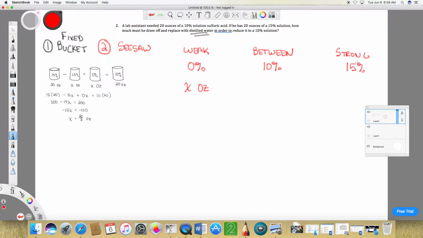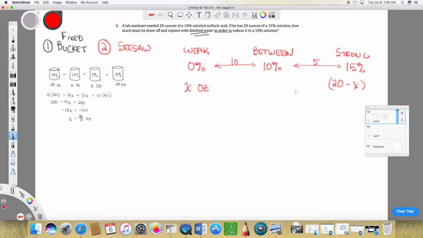For this 15% solution, we have to write it as a binomial. We know that we started out with 20 ounces, but we removed some of that to make place for the water. So the volume that we end up with is 20 minus x. So now we want to look at the distance to the fulcrum. On the seesaw method, how far away are you from that balancing point? Well, from 0 to 10 is 10 units away, and from 10 to 15, 5 units away.